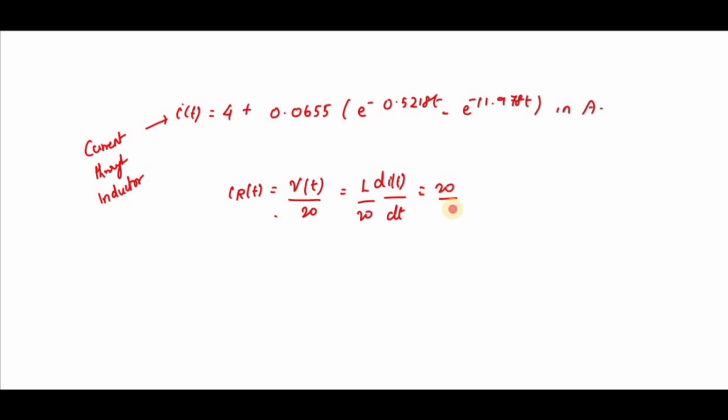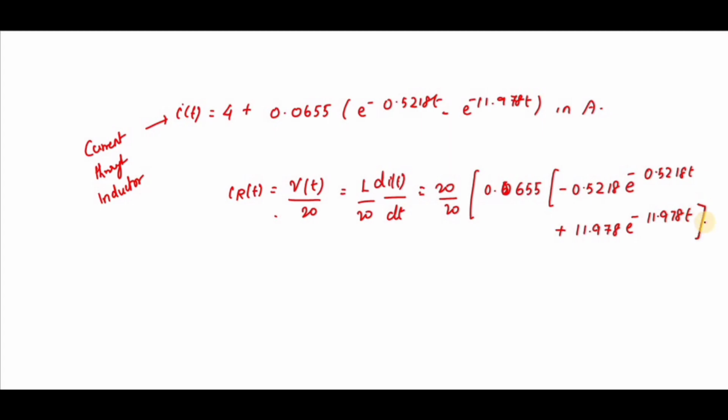If I differentiate this one, I'll get L value 20, so 20 gets cancelled out, and this is 0.00655, and it is minus 0.5218 into e power minus 0.5218t plus 11.978 into e power minus 11.978t. Okay, so 20 gets cancelled out. The multiple will go inside, so you get the answer.